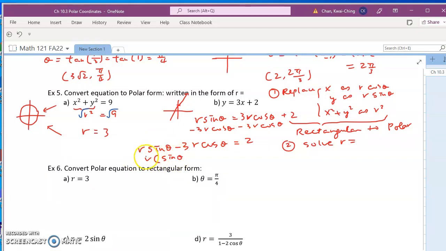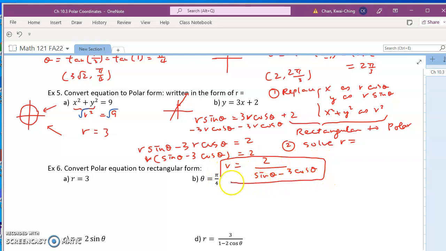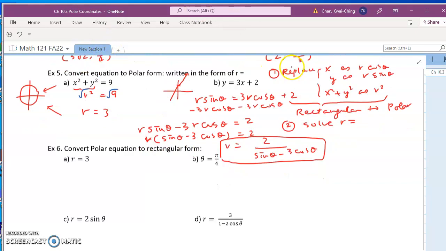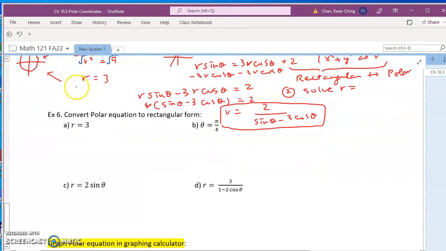Sine theta, this is r, minus 3 cosine theta equal to 2. And then I divide on both sides. So r will equal 2 over sine theta minus 3 cosine theta. So this is a very complicated kind of equation, a polar equation, but it's the same as a line. Okay, so that's how you do it.